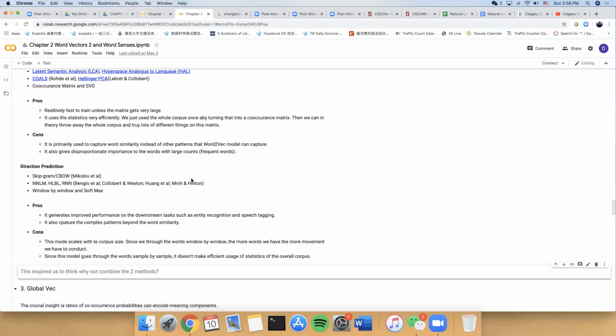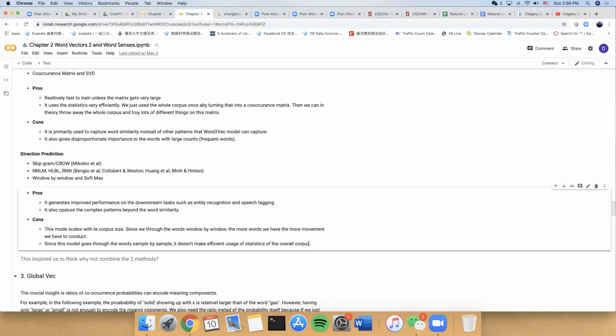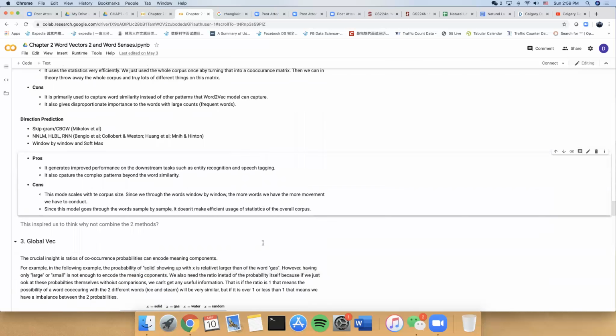And since the model goes through the words sample by sample, it doesn't really make efficient use of statistics. So what does this mean? This means we don't really care about the number of times each word shows up in the window. We only care about meaning, so we get around the occurrence part. In that perspective, we didn't fully use that statistic for the prediction.